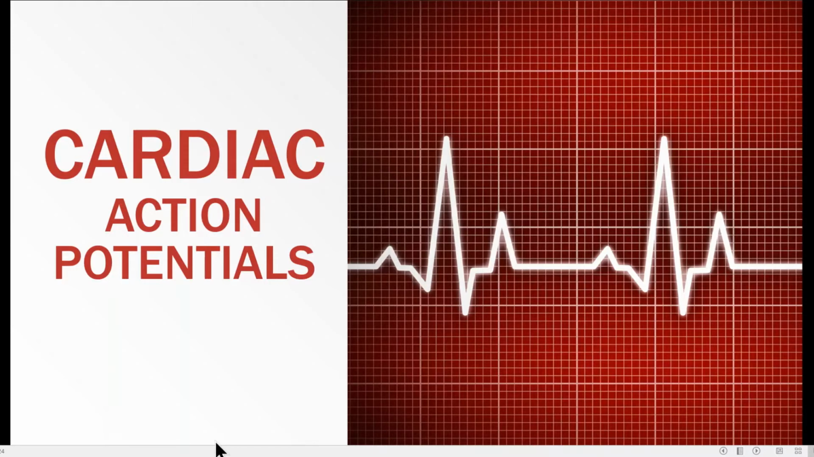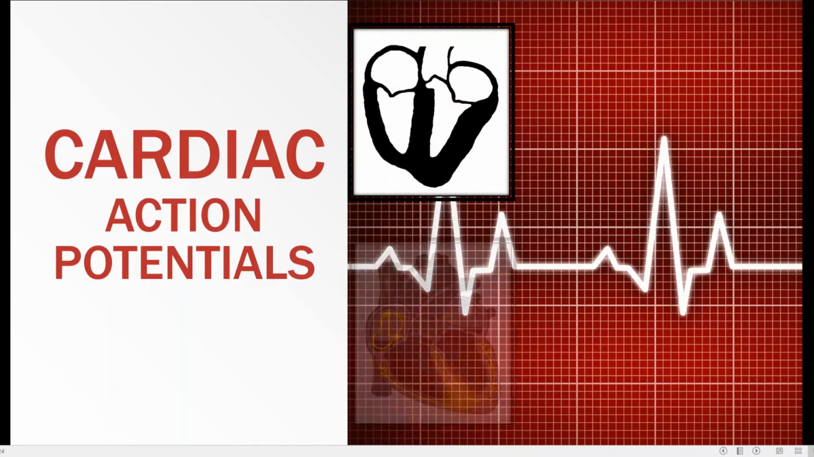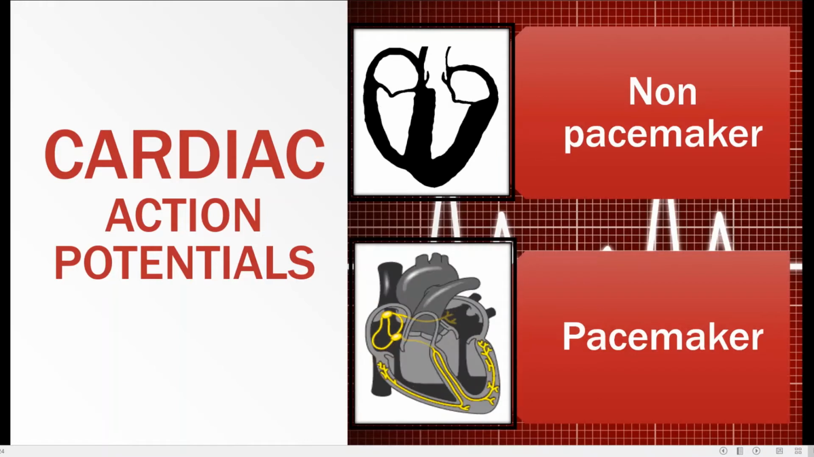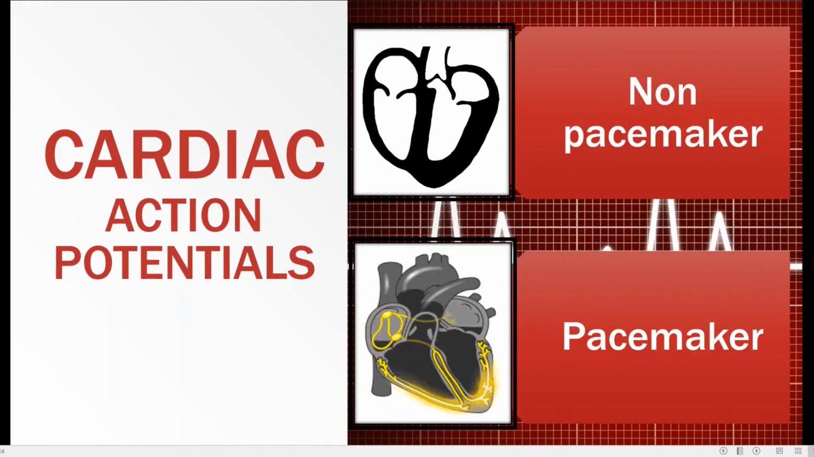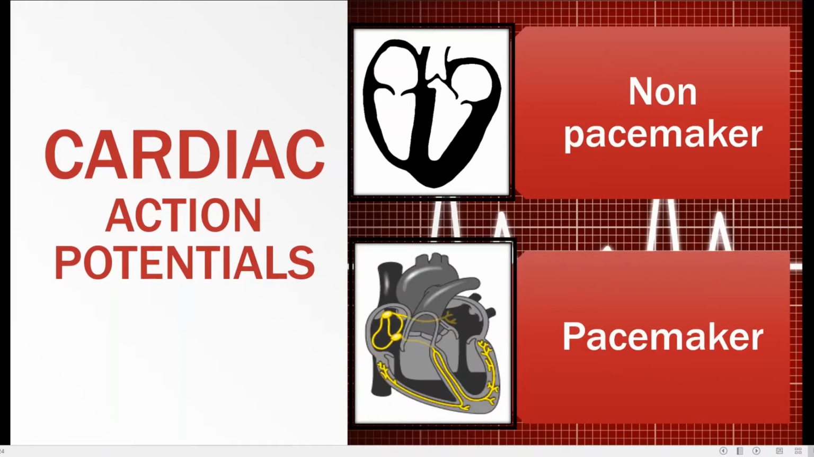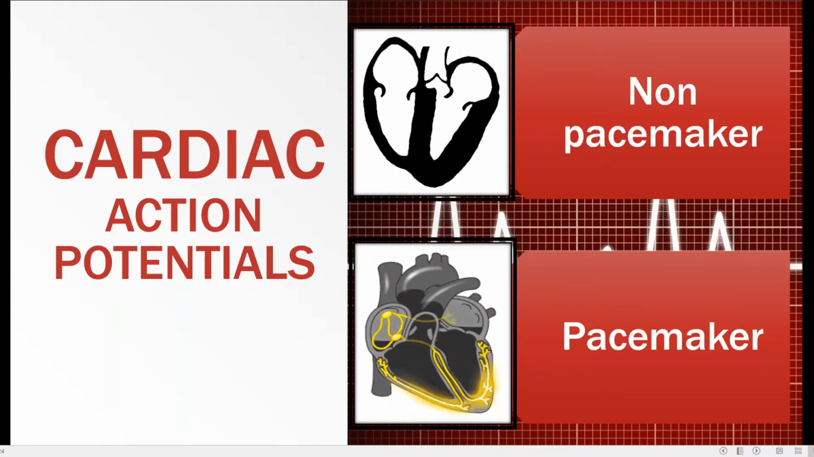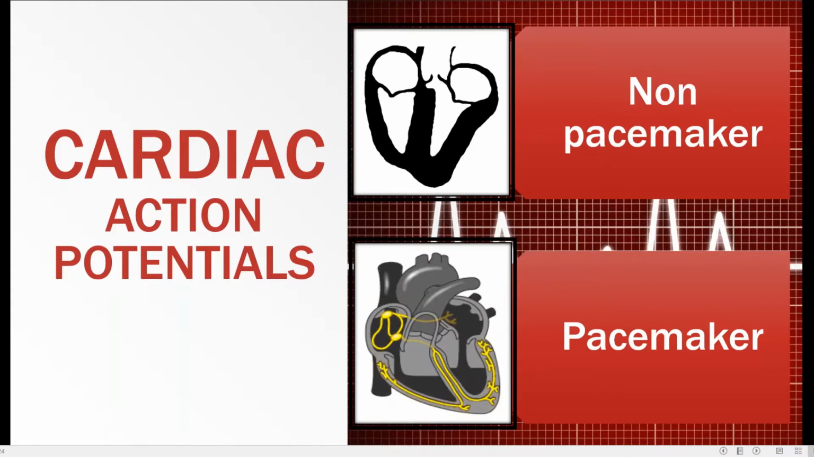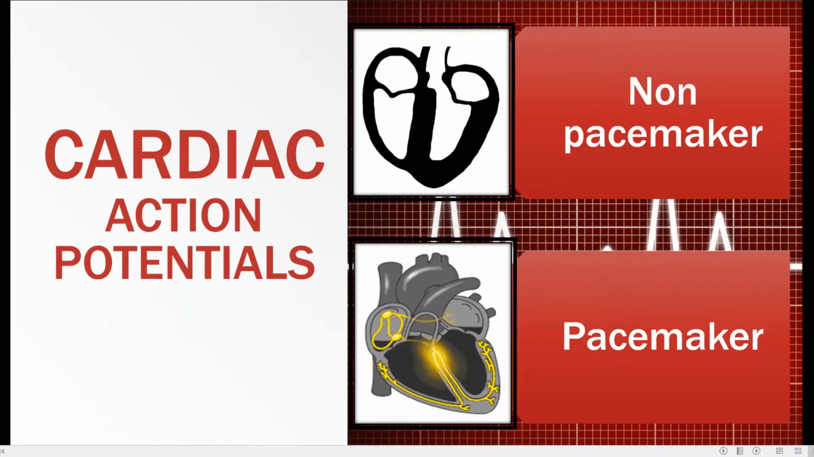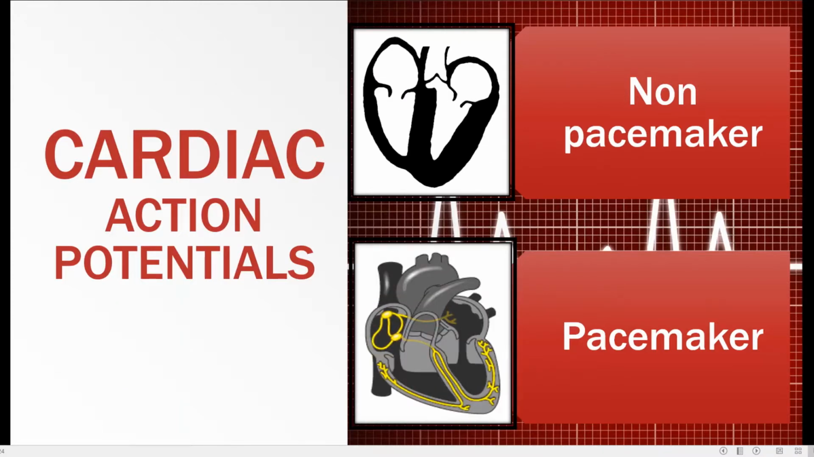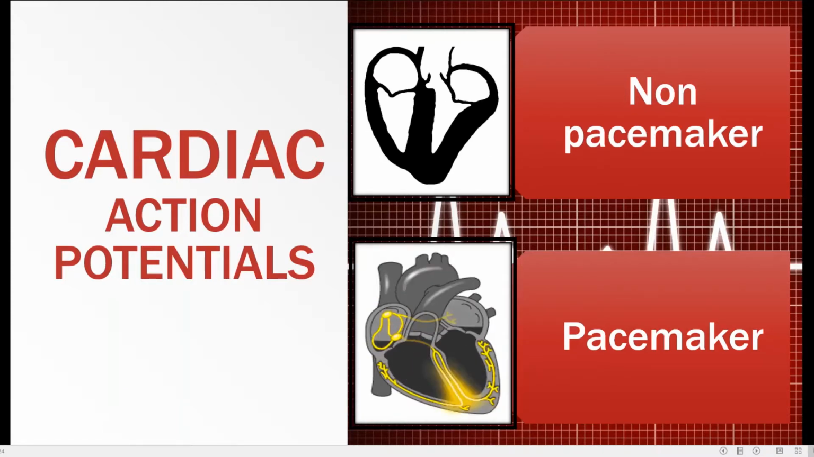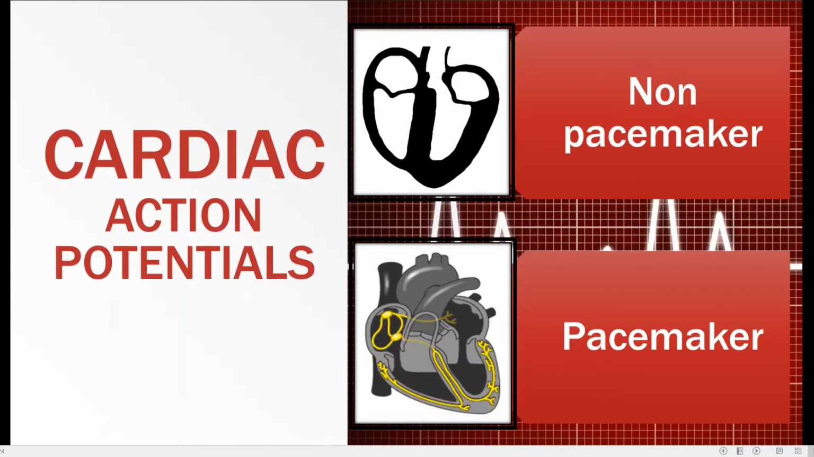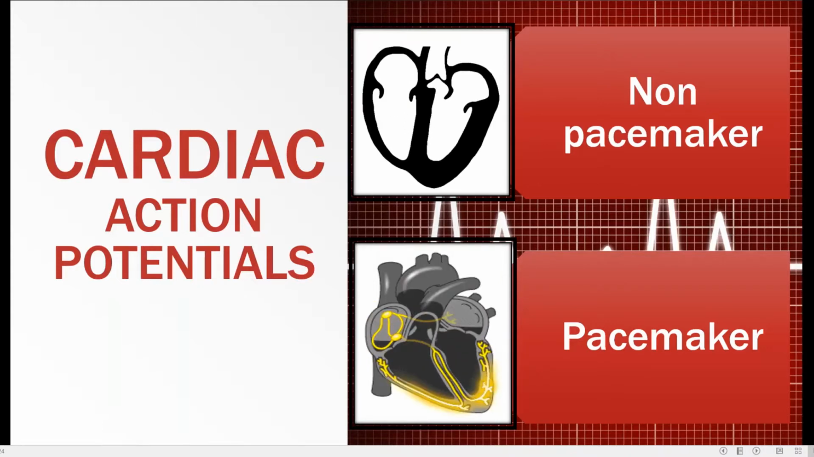There are two cardiac action potentials happening in your heart. The first one is a non-pacemaker action potential, and the other one is a pacemaker action potential. The non-pacemaker is also known as the fast response action potential because of rapid depolarization. It can be found all throughout your heart except for the pacemaker cells.